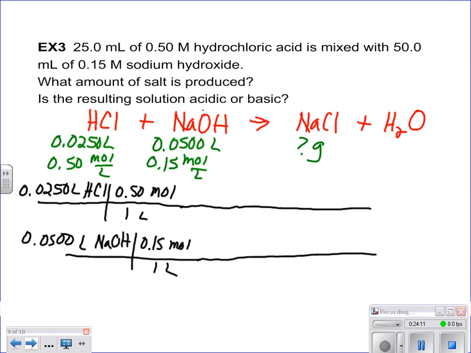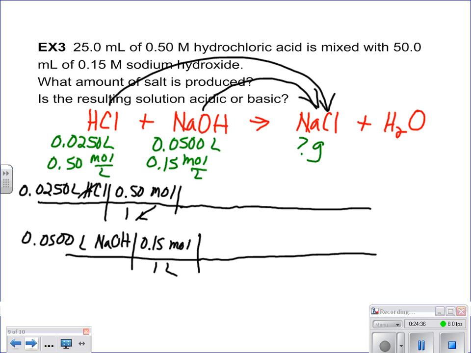So in other words, sodium hydroxide, calculate your sodium chloride. Hydrochloric acid, calculate your sodium chloride. If we did it that way, which one would be the correct answer? Exactly, so the one that is smaller, that produces the least amount of product. So in this case, let's try it this way. This is another alternative for you. You're welcome to do it either way.